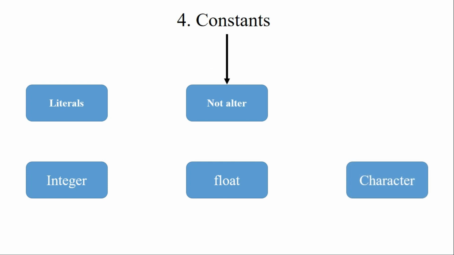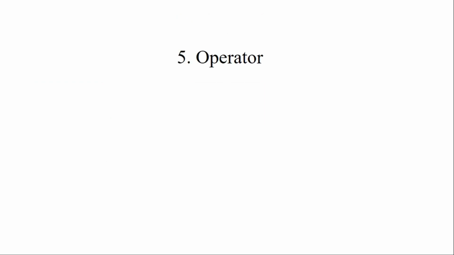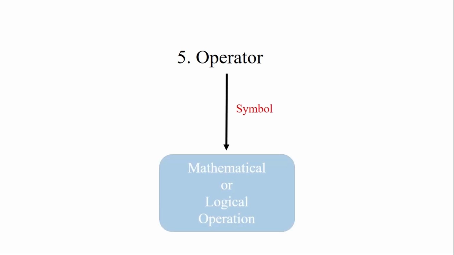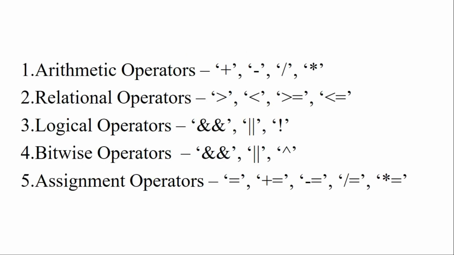The fifth token is operator. An operator is nothing but a symbol that tells the compiler to perform a specific mathematical or logical function. These functions can be performed on keywords, identifiers, strings, or constants. C language is rich in built-in operators. We have the following inbuilt operators at our disposal.